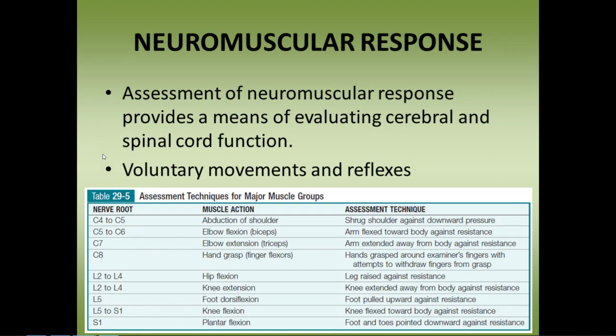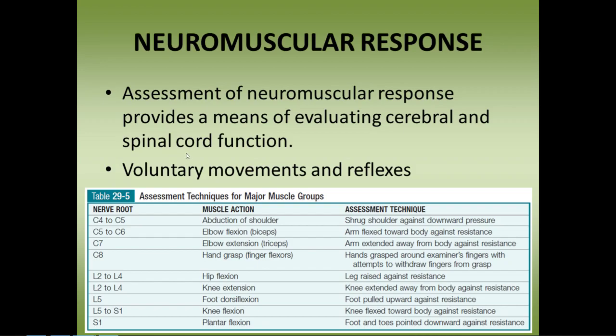What do these nerve roots usually do? For example, the C4 to C5 is responsible for abducting the shoulder. C5 to C6 are responsible for flexion of the elbow, which would now cover your biceps.